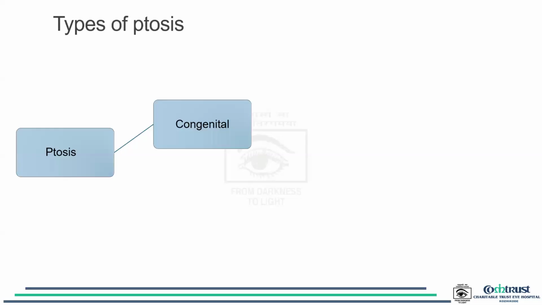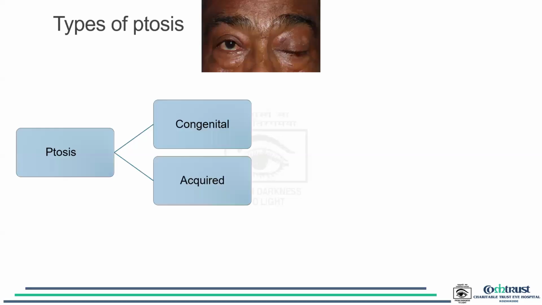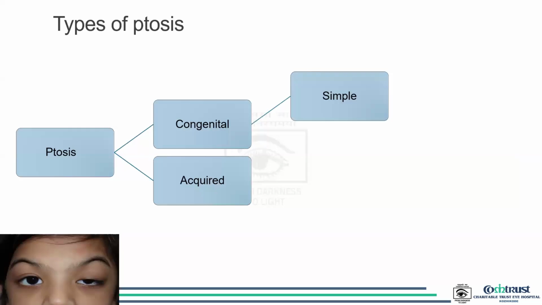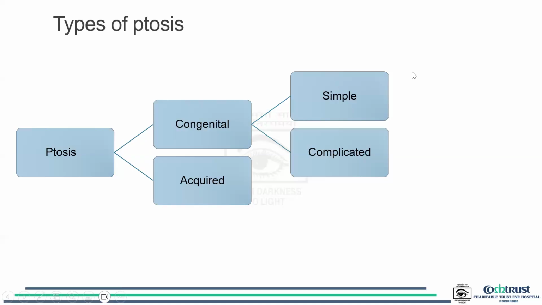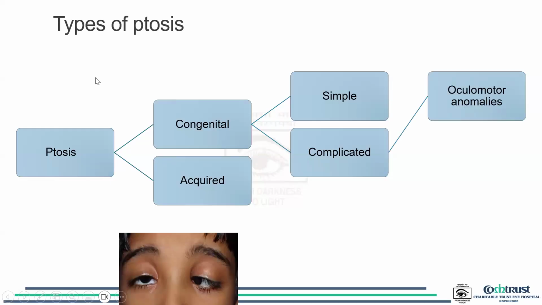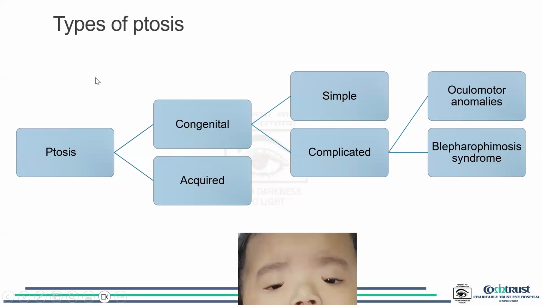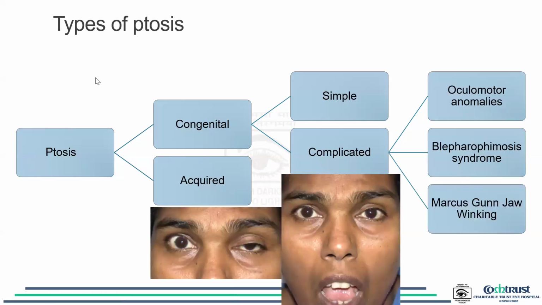Taking you through the simple classification that we have, like I mentioned, we have congenital and acquired causes, but congenital can again be a simple presentation of just ptosis, or it can be complicated, whereby it is associated with various oculomotor involvements, such as monocular elevation deficiency or congenital third nerve palsy, associated syndromes such as blepharophimosis syndrome, and synkinesis such as Marcus-Gunn jaw winking.